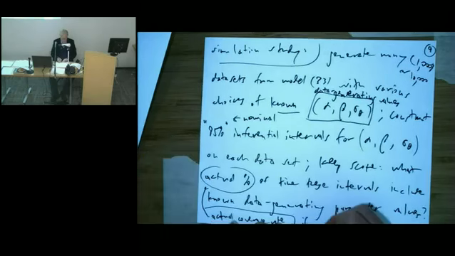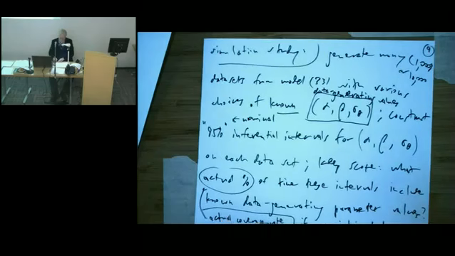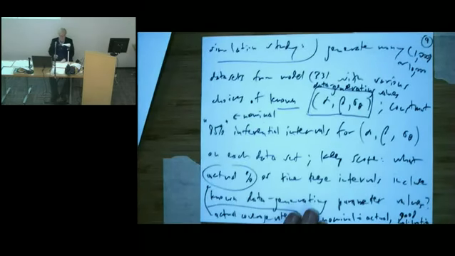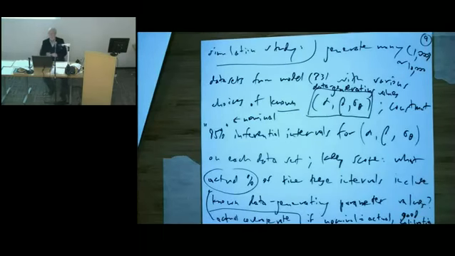And if nominal is approximately equal to actual, then you say you have good calibration. That make pretty good sense? Good calibration for that particular way of learning about these parameters from the data.